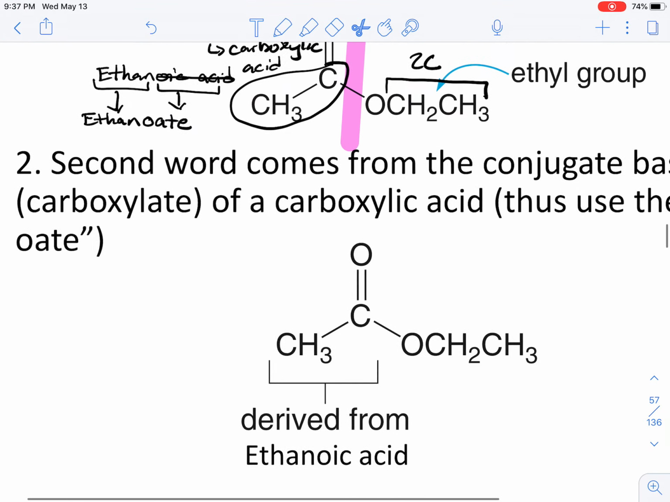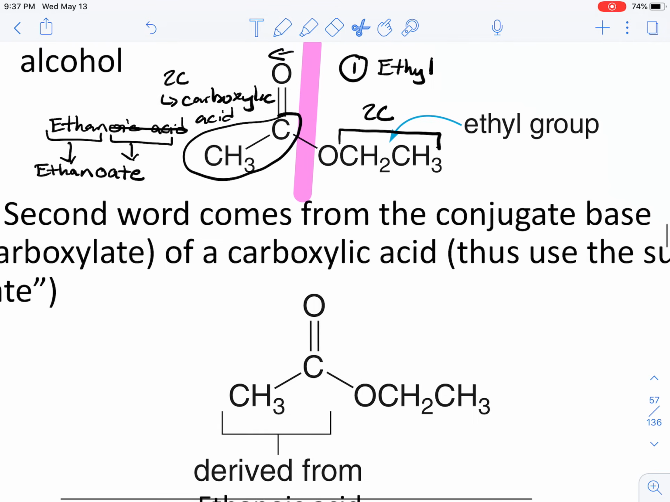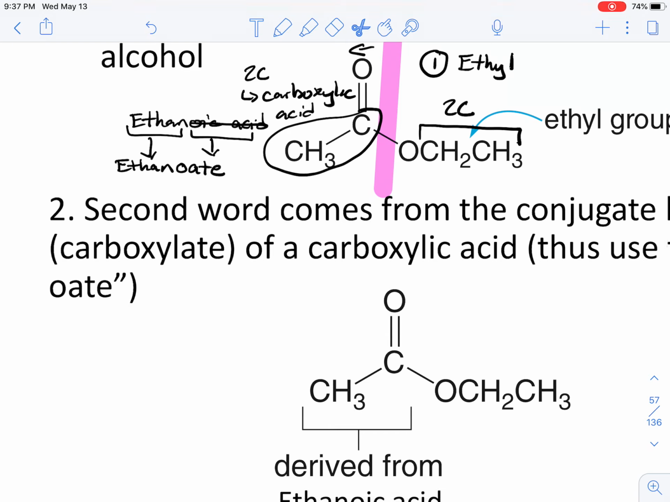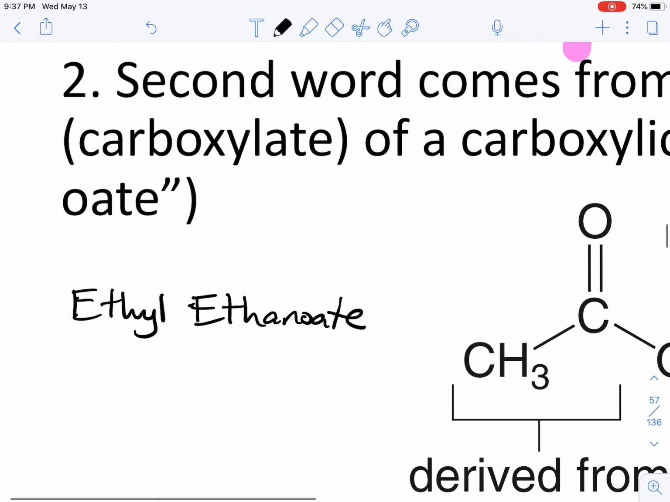And so the correct way of naming this specific ester is ethyl ethanoate. Okay. And so let's look at the pieces here. There is a space that's present.